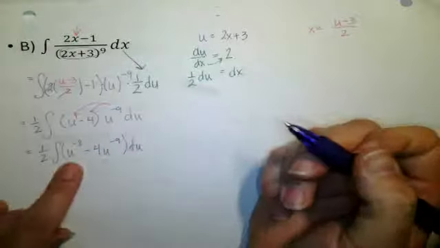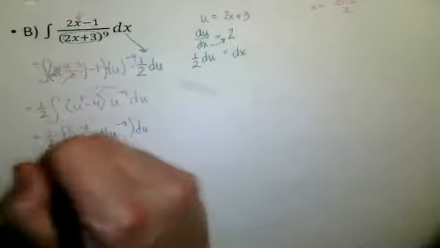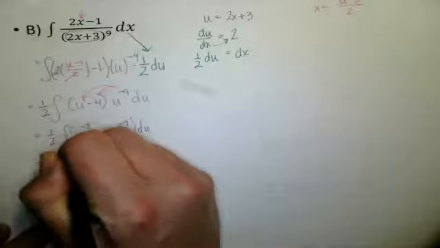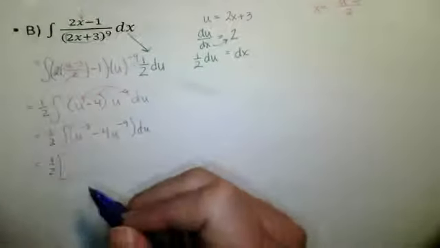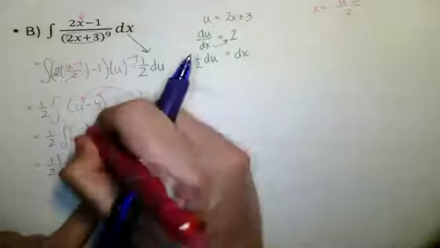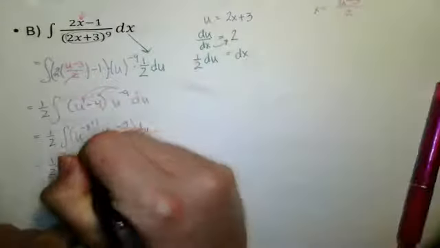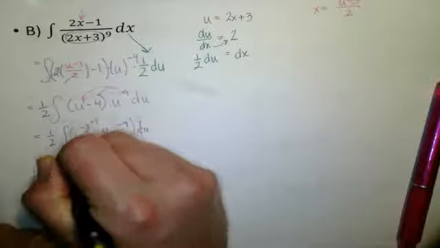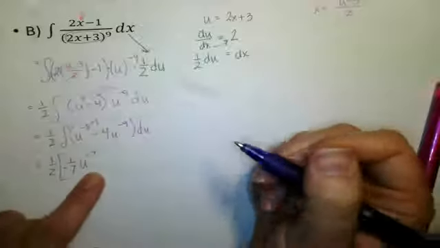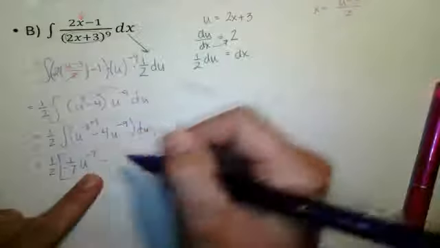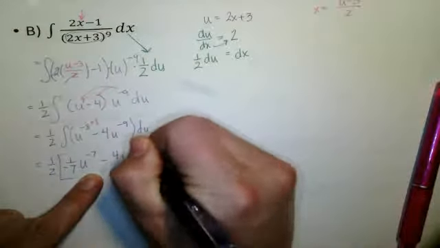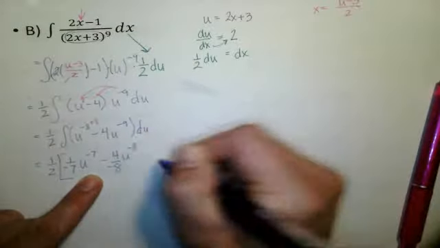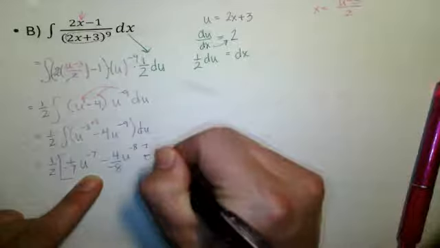And now we can just use our power rule here. Now that 1/2 is multiplying this whole entire thing. We're going to increase our power by 1. So that's u to the negative 7th, and then divide by the negative 7. And we have 4, this again, u, increase the power by 1 becomes negative 8, and divide by negative 8. And then there would be a plus c in there.